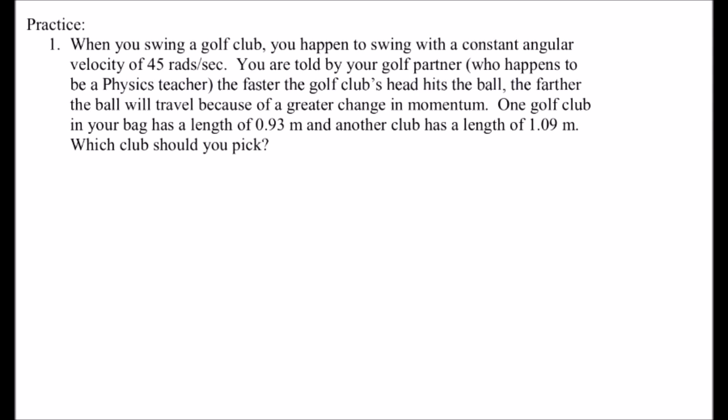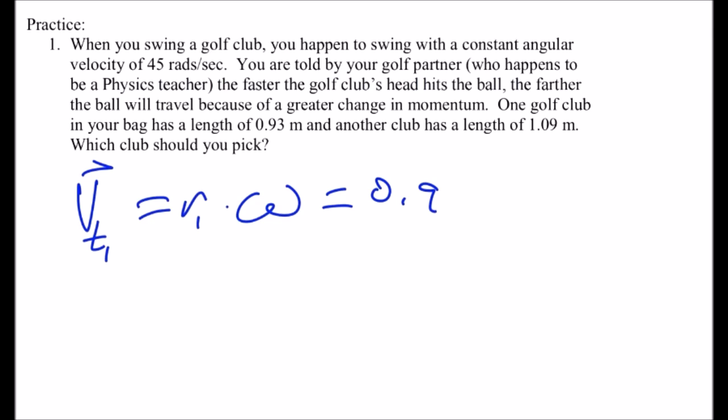Where I'm holding the club, that's the axis of rotation, and I'm swinging that club through this circular arc here. So the club length represents the radius. If I have a longer radius, then my tangential velocity goes up. Let's go ahead and math this real quick. The tangential velocity of club 1 is equal to the radius of club 1 times the angular velocity of club 1, right? And we were told that we're going to swing it with a constant angular velocity of 45 radians per second. So that's going to be 0.93 meters times 45 radians per second.